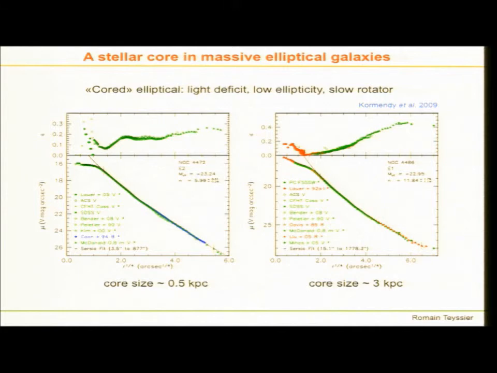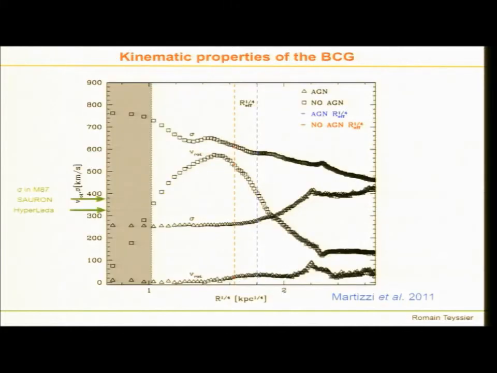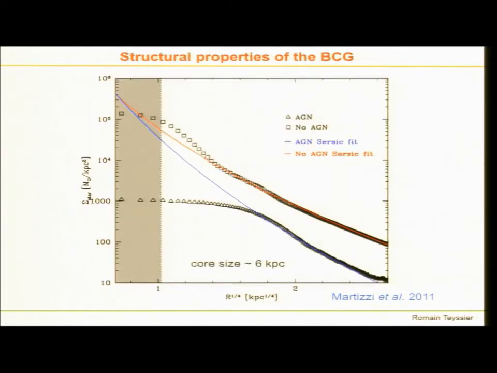So what is interesting, and I will jump to the conclusion here, is that in our simulation with and without feedback, we actually reproduce this dichotomy. Without AGN feedback, we see no core, we see a cuspy profile with a light excess. But with AGN feedback, we see a pronounced core, okay, a bit too big, 6 kpc, so we probably overdid it a bit. But you clearly see a core, way above the resolution limit of the simulation.